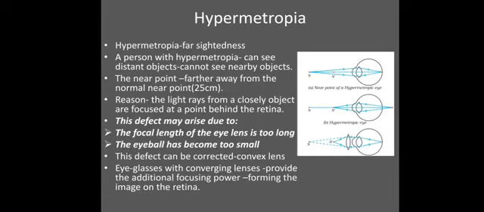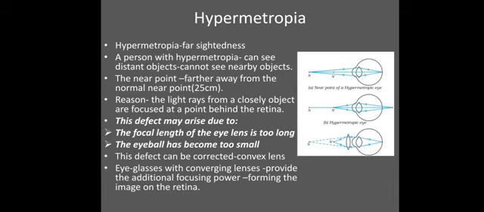Now we are moving on to the next defect, that is known as hypermetropia. Hypermetropia is also known as farsightedness. A person with hypermetropia can see distant objects clearly but cannot see nearby objects. The near point for such a person is farther away from the normal near point, which is 25 cm. So if that person has to read, he has to keep the reading material beyond 25 cm from the eye.